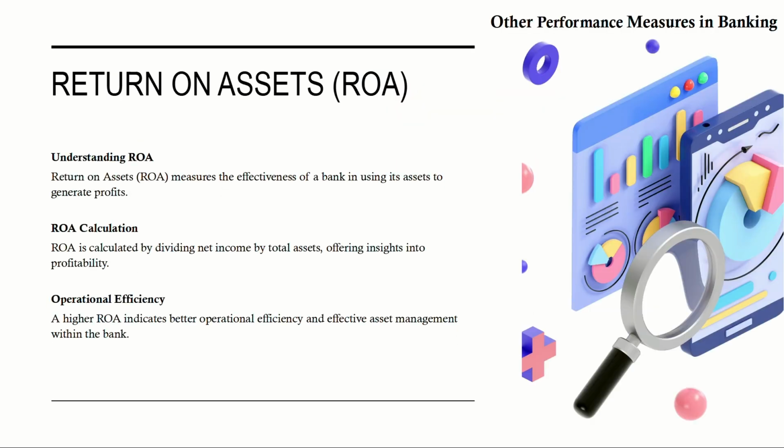Return on assets (ROA). Other performance measures in banking. Understanding ROA. Return on assets measures the effectiveness of a bank in using its assets to generate profits. ROA calculation. ROA is calculated by dividing net income by total assets, offering insights into profitability. Operational efficiency. A higher ROA indicates better operational efficiency and effective asset management within the bank.